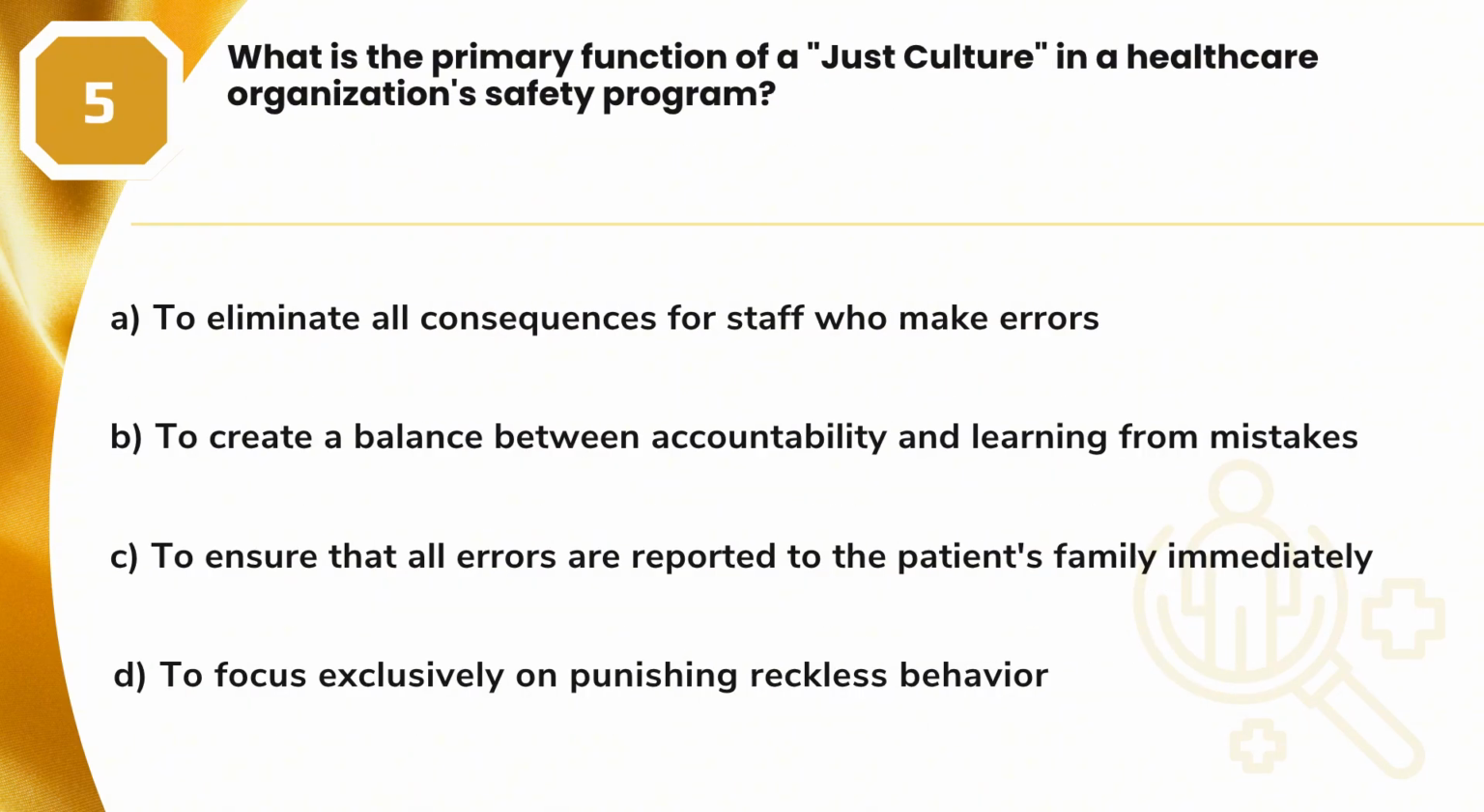Question 5. What is the primary function of a just culture in a healthcare organization's safety program? A. To eliminate all consequences for staff who make errors. B. To create a balance between accountability and learning from mistakes. C. To ensure that all errors are reported to the patient's family immediately. D. To focus exclusively on punishing reckless behavior.